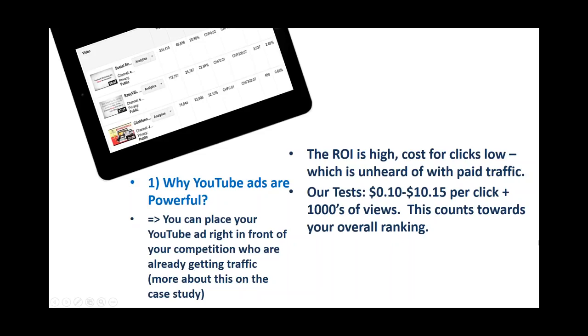Now, our tests found that on average, we got about 10 cents to 15 cents per click and at least 1,000 views for those campaigns. Even though you do not get clicks, like let's say out of 1,000 views you only get 500 clicks, even though you may have missed out on the other 500, it doesn't mean it's lost. Typically with something like Facebook or a different platform, if you don't get clicks, you're not going to get clicks, right? But with YouTube, this actually counts towards your overall ranking.